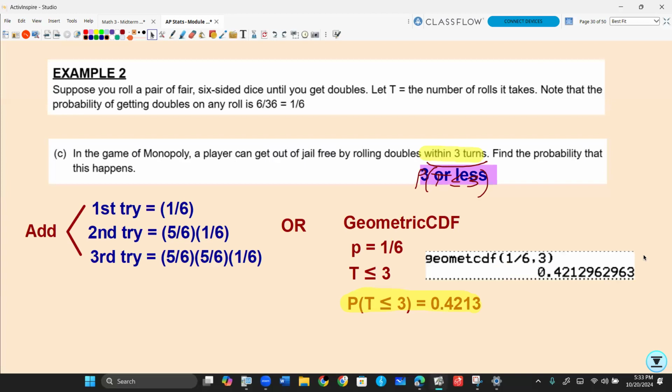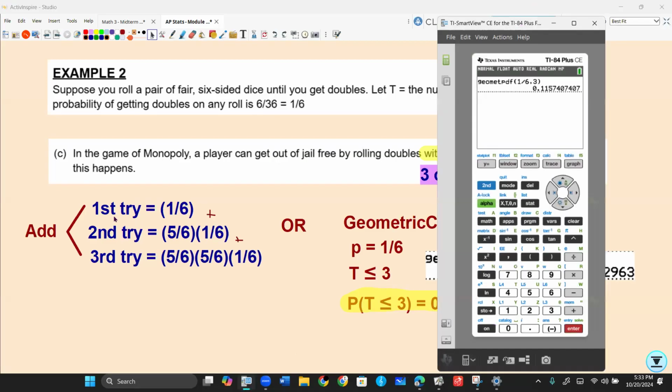Let me walk you through both ways to do it. So you could do the hand method. You could do 1/6 for the first try, and you could add that to the 5/6 times 1/6, getting it doubles on the second, or what we just calculated, 5/6 times 5/6 times 1/6. And you add them all together, which isn't hard to do, but I would still recommend maybe doing geometric CDF on this one. Just make sure you write your inputs less than or equal to when you do that.